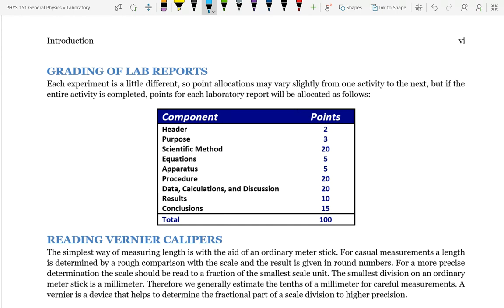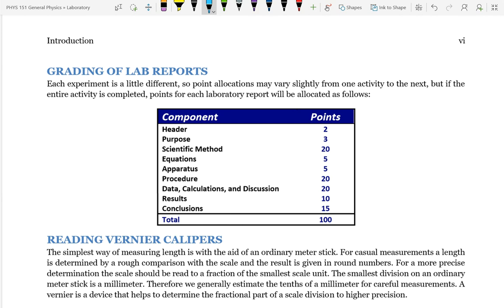So there's a total of 2 points for the header, 3 for the purpose. You better get those 3, right? Because you just copy one sentence verbatim. 20 points in the scientific method, 5 for the apparatus, 5, and so on. And so I will be going through and applying these when I'm grading.